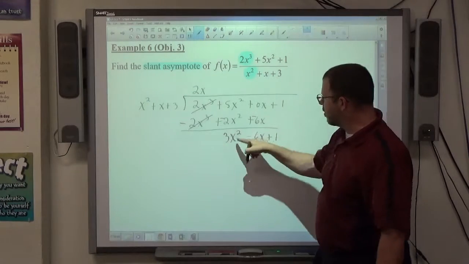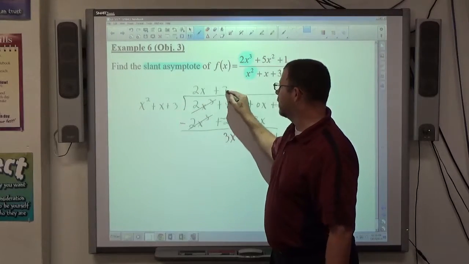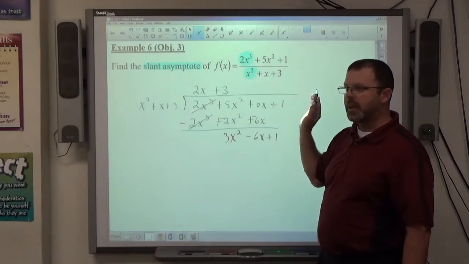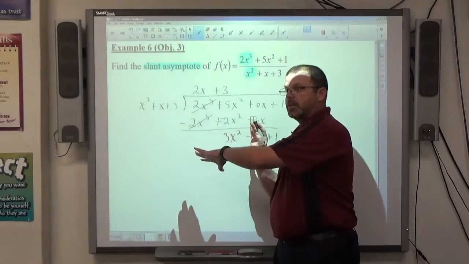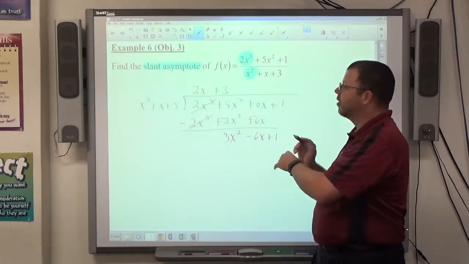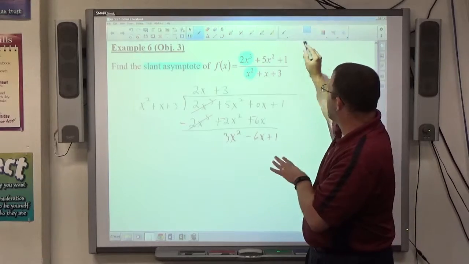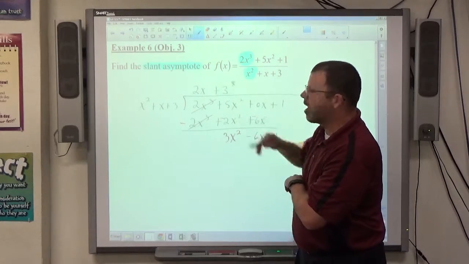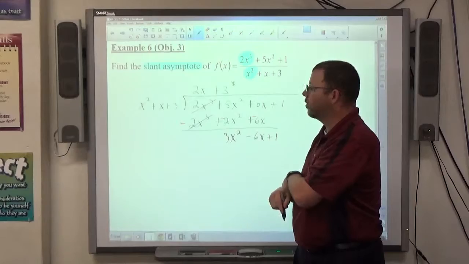Alright, then if I divide again, 3x squared divided by x squared is going to be plus 3. Now, I could continue on. All that this is going to do at this point is give me a remainder. So let me just put a little star right next to this. I can stop right here. That's the answer: y equals 2x plus 3.